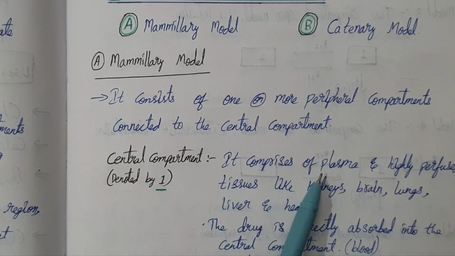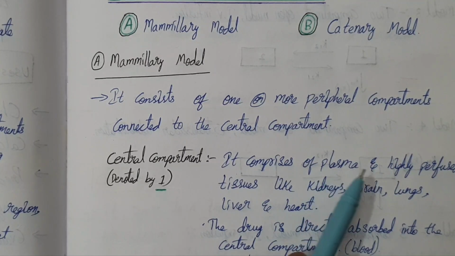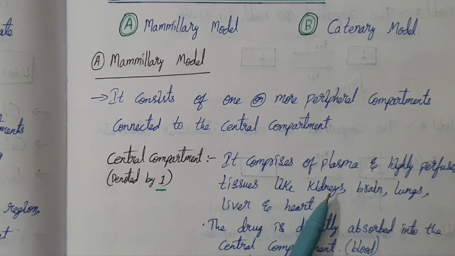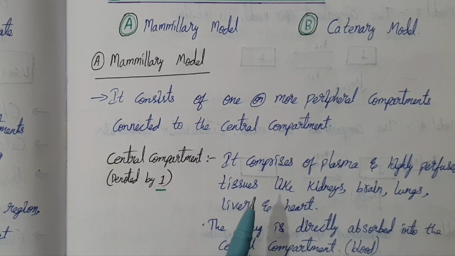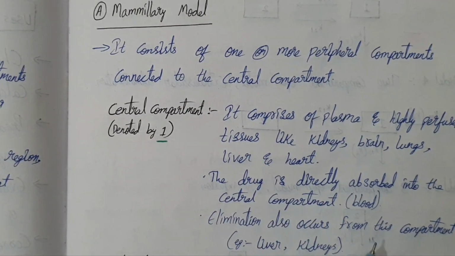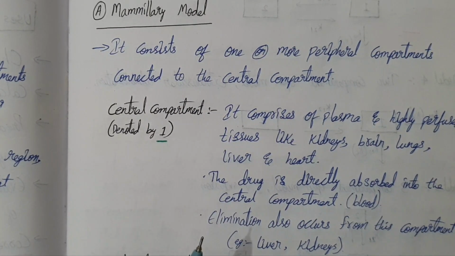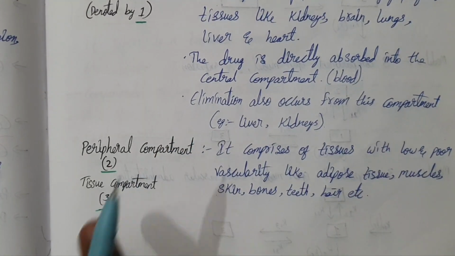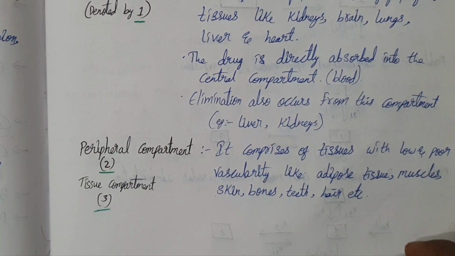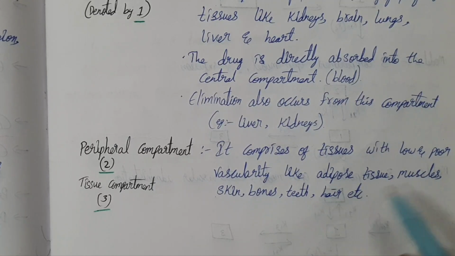The central compartment is comprised of plasma and highly perfused tissues like kidneys, brain, lungs, liver and heart. The drug is directly absorbed into the central compartment, that is blood. Elimination also occurs from this compartment only, by liver and kidneys. Now let's see the peripheral compartment. The peripheral compartment consists of tissues with low blood flow, like adipose tissue, muscles, skin, and bones.